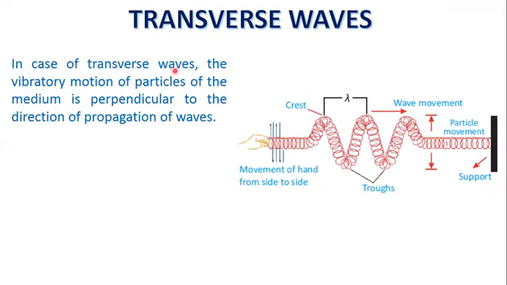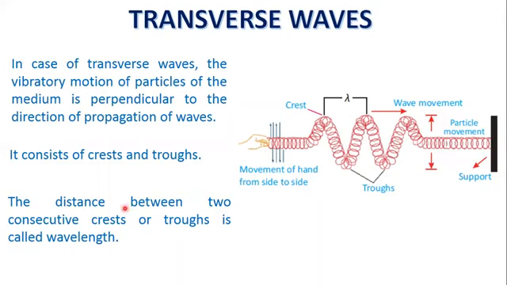In case of transverse waves, the vibratory motion of particles of the medium is perpendicular to the direction of propagation of waves. It consists of crest and trough. The distance between two consecutive crests or troughs is called wavelength.